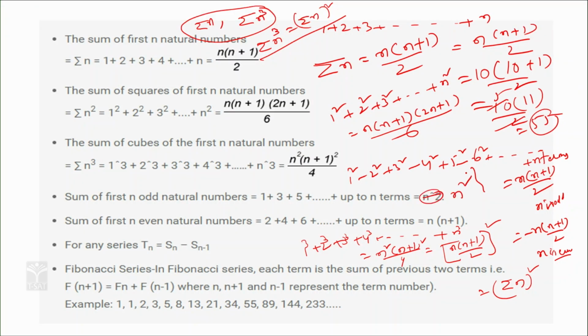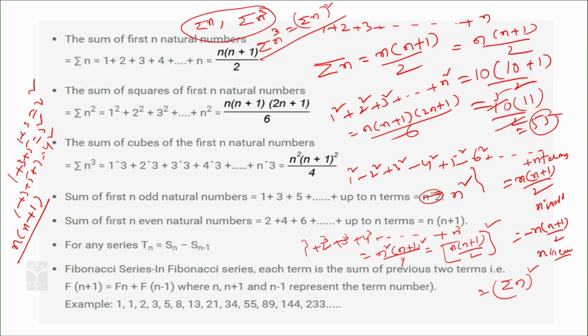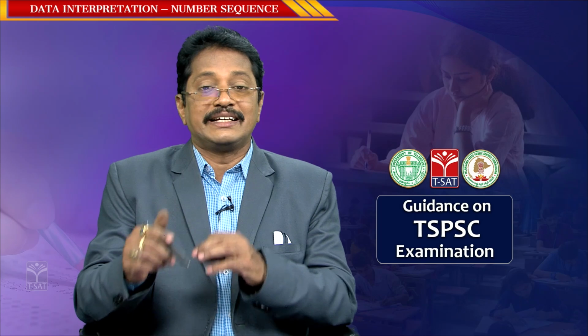That means two numbers, 1 plus 3, is 2 square. 1 plus 3 plus 5, 3 numbers, is 3 square. 1 plus 3 plus 5 plus 7 is 4 square. Is it clear? The sum of the first n odd natural numbers is n square. What is the sum of the first n even numbers? The sum of n even numbers is n of n plus 1. So, this is very important. The sum of the first n odd natural numbers is n square. The sum of the first n even natural numbers is n of n plus 1.